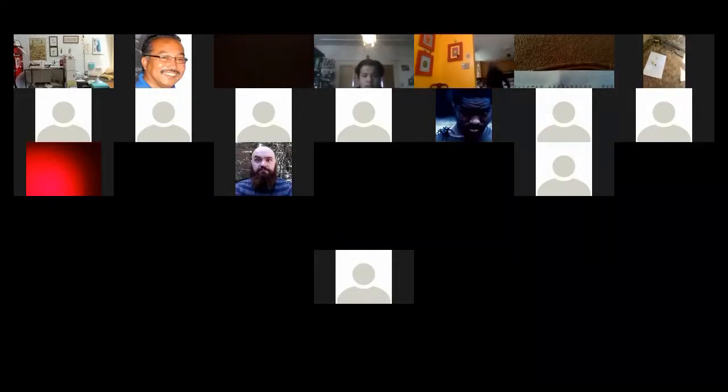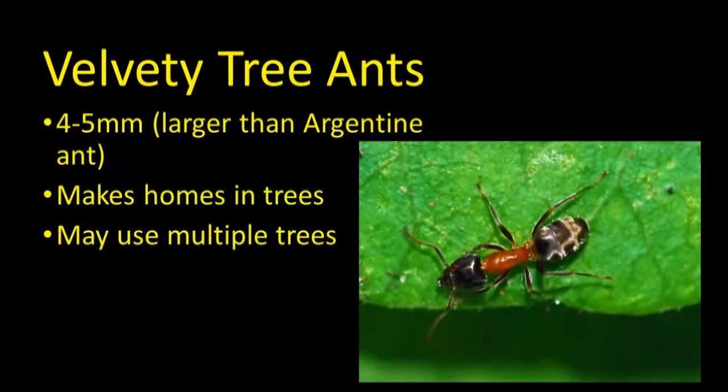So I placed this bait near a trail of velvety tree ants that I have in my yard. Can you see the ant? Yes, we can. Oh, cool. So this is a velvety tree ant. And this is my bait that had some sugar water and a cookie. And I also placed a couple near the nest. So let's see if that's better.